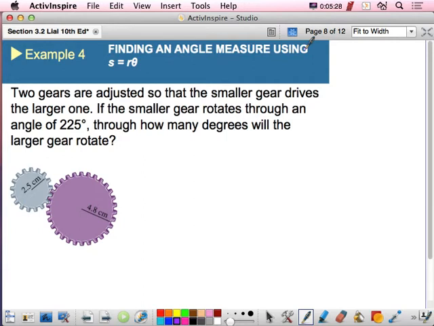So the gears are hooked together, and the gears have 2 different radii. The smaller gear has 2.5 centimeters, and the larger has 4.8 centimeters. And when we turn them, they'll also have different angles of rotation, which is interesting. The larger one will actually have a smaller angle than the smaller one.